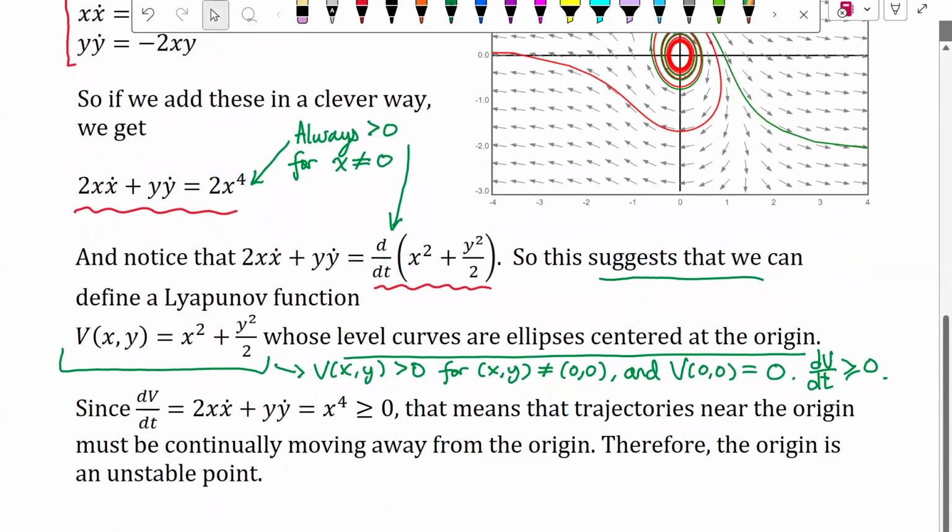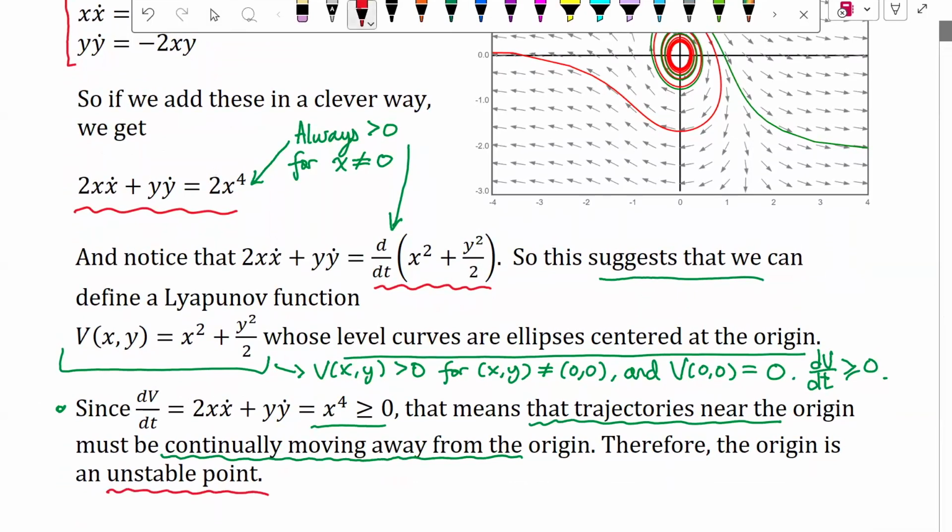So, since the derivative of V is always greater than or equal to 0, that means that trajectories near the origin are going to be continually moving away from the origin, making the origin an unstable equilibrium point in this case. So the picture with an unstable equilibrium point will have trajectories spiraling away from the origin. Let's go to the next page.